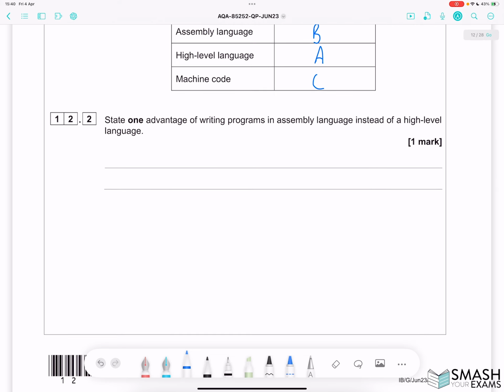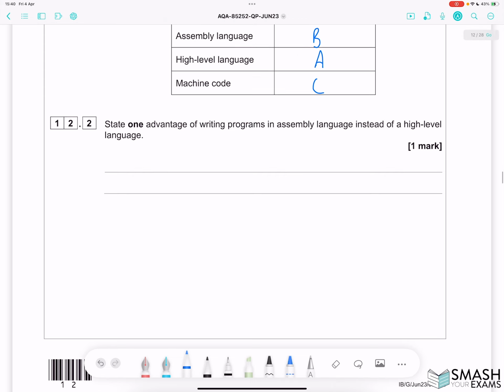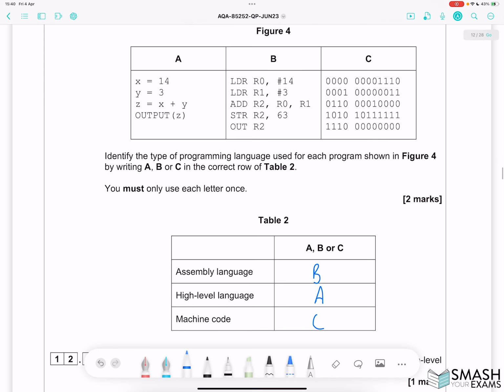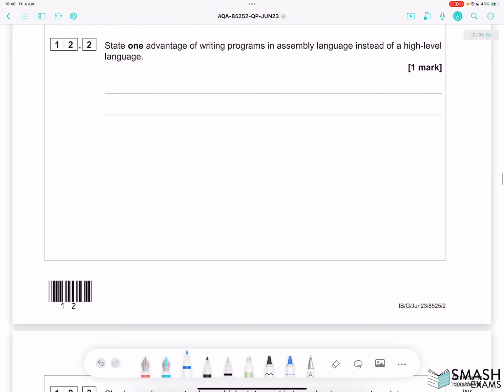Now it asks us to state one advantage of writing programs in assembly language instead of a high-level language. Looking at assembly language in column B, it actually looks a little bit tricky in comparison with what we're used to, but it does have some advantages. Programs written in assembly language can run faster and use less processing time because you can directly address the CPU. They can directly interact with different bits of hardware. So there are lots of advantages.